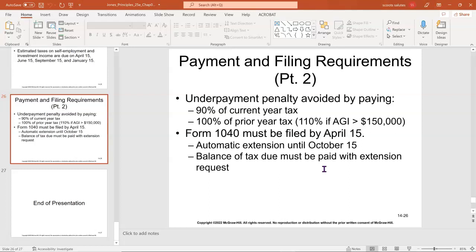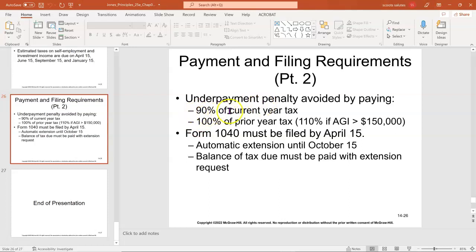So what you want to do, you can meet one of two marks here. You can either make sure you have paid throughout the current year 90% of the current year's tax, or 100% of the prior year tax, keeping in mind that could be 110% if your AGI for that year is over $150,000. So the thing is, you get to pay the least of these two amounts.